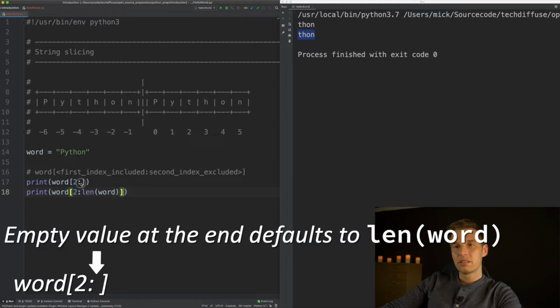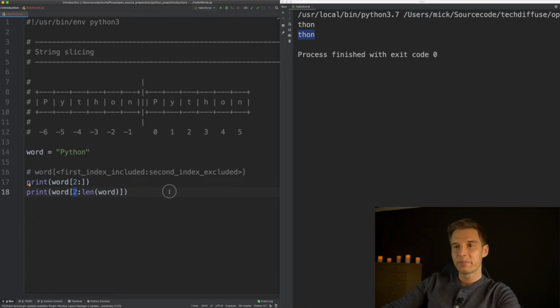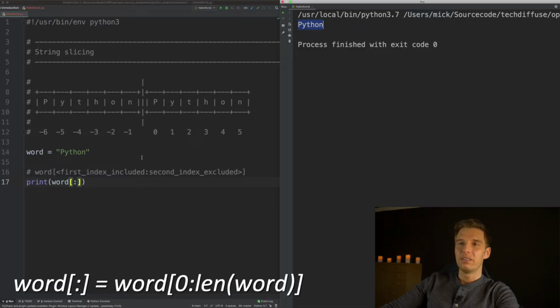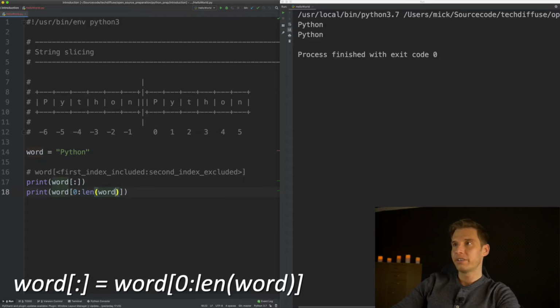If you omit the second index, it is equal to the length of the word you want to slice. And if you omit the first one, it is like the start. It's the first character of the word. And then you can do something like this. And you have the word printed out. Because if you omit both indices, it defaults to 0 and length of word. And there you go, we have exactly the same word written here.